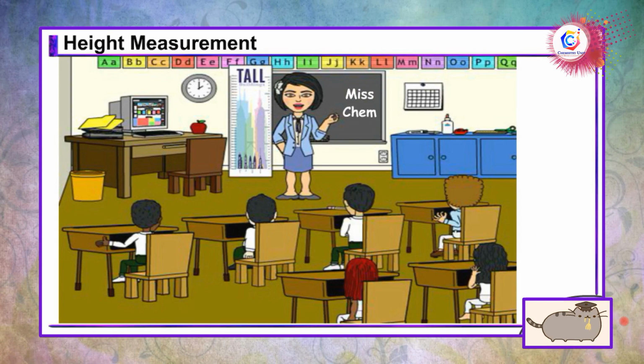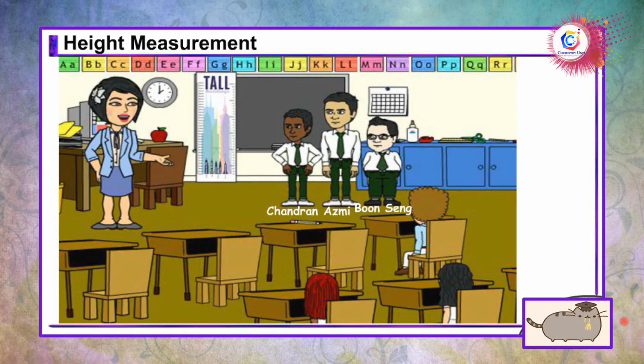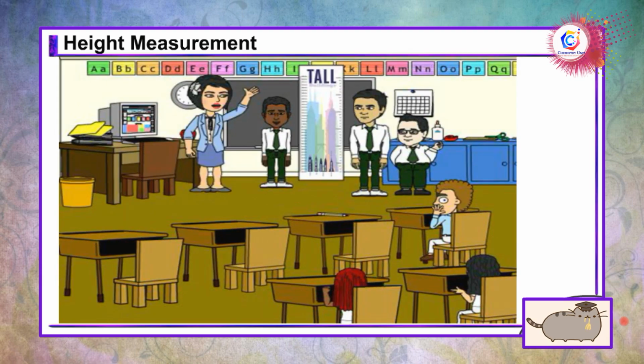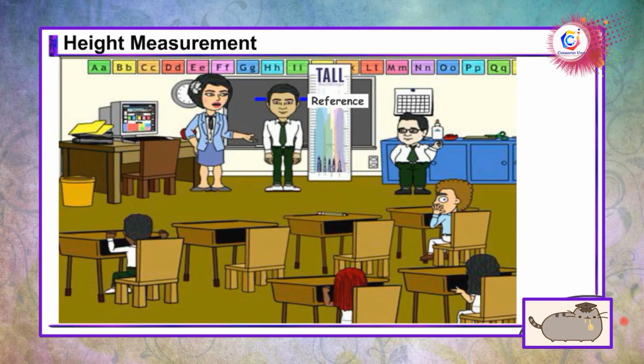Miss Kemp wants to measure the height of her students. There are 3 of them, Azmi, Lunsin, and Chandran. Since Chandran has an average height, she asks Chandran to come up to the height board. The height of Chandran is marked on the height board with the label reference.